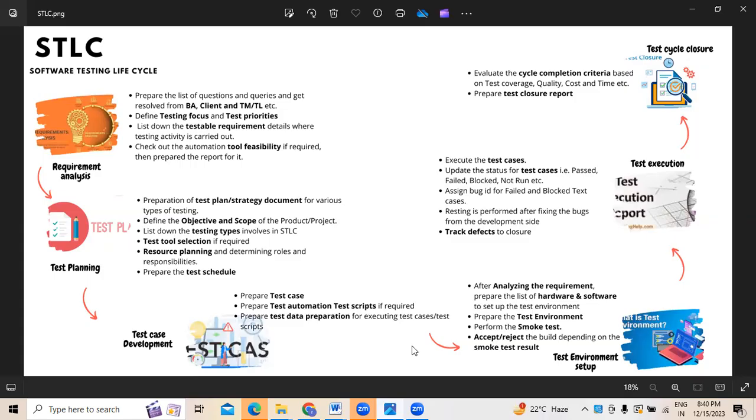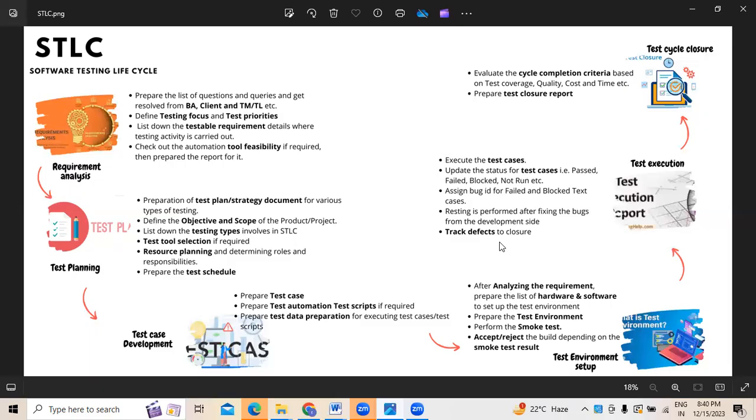So once the test execution is done, the next is test cycle closure. That means the status report of the complete testing. But make sure every piece of code written by the developers is tested properly. So a test cycle report will be prepared. Of course, it is a document which can be prepared.